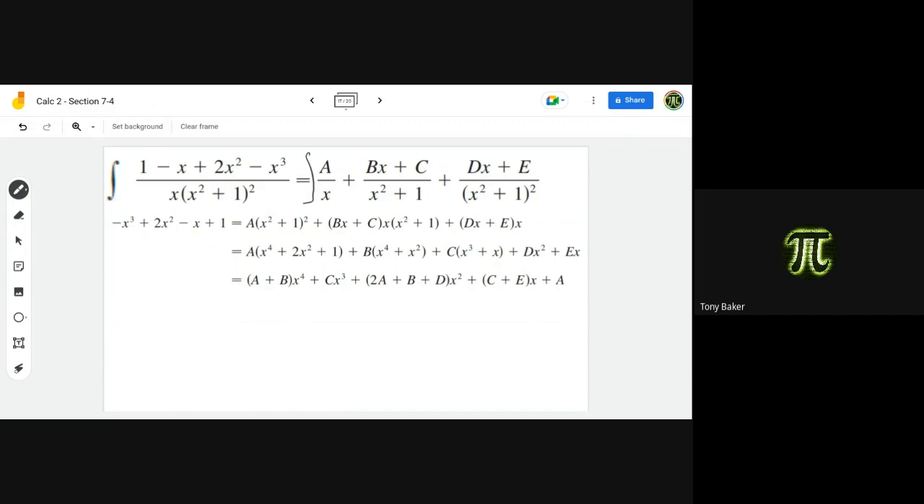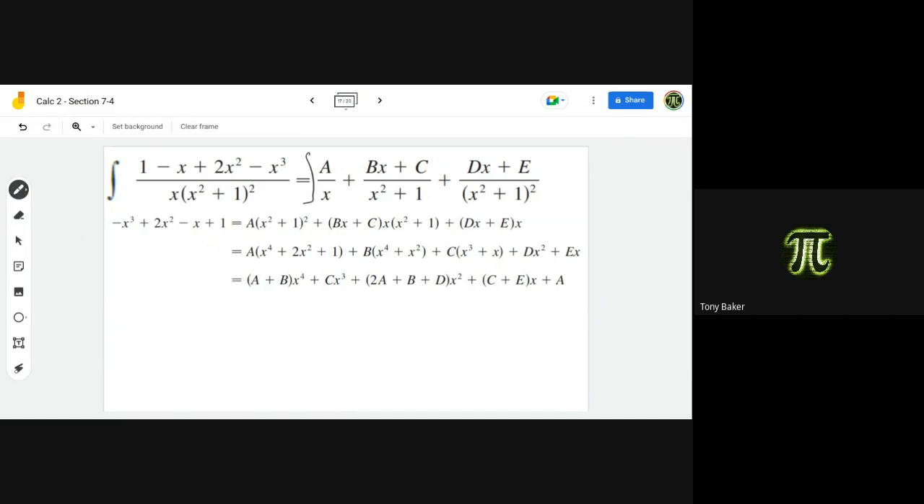And now we're going to write the ones with the coefficients together. So if we look at it, we have an ax to the fourth and a bx to the fourth. So you have a plus b times x to the fourth. We just have one x to the third, so that's just c. We have 2ax squared, a bx squared, and a dx squared. So that's where the 2a plus b plus d comes from. We have a cx and an ex, so that's c plus e times x, and then we just have an a as the constant. And that last step up there is just rewriting it, right?